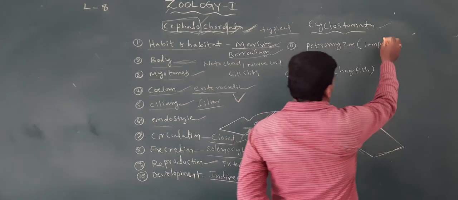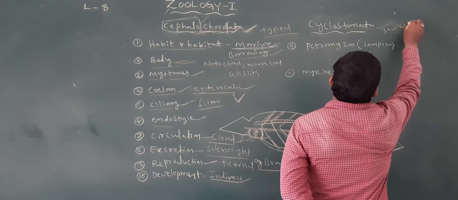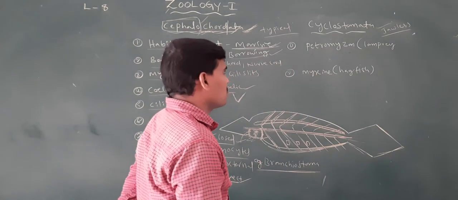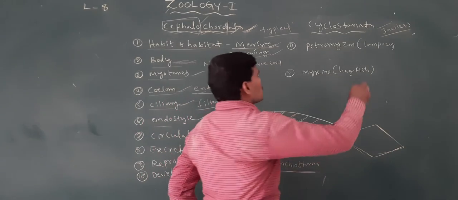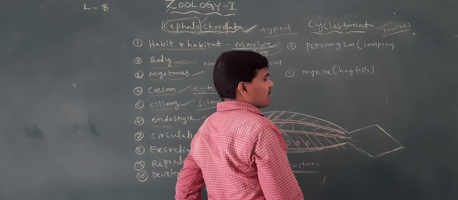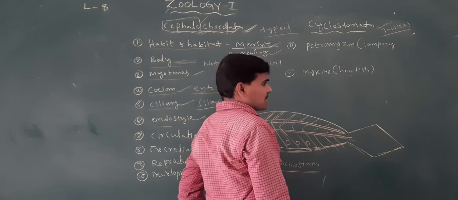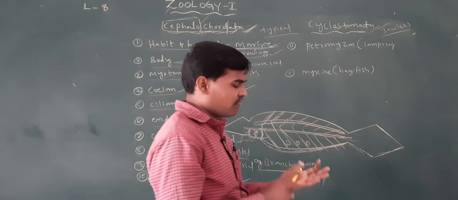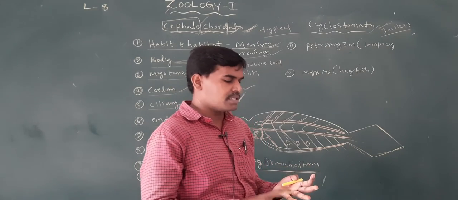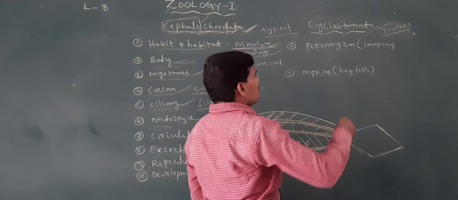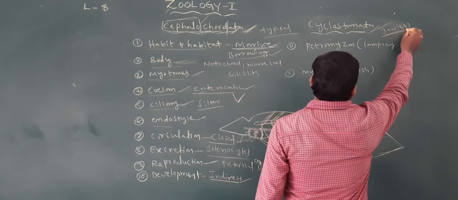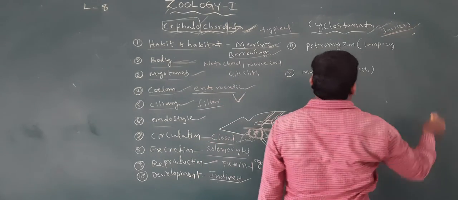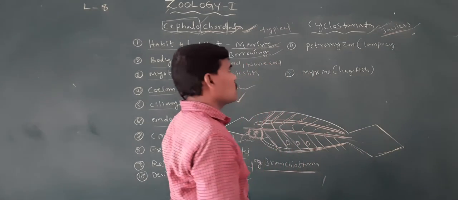The cyclostomata are jawless animals, the agnathostomes. Vertebrates are of two types, agnathostomes and gnathostomes. Agnathostome examples are the cyclostomes; gnathostome examples are fishes, amphibians, reptiles, birds and mammals. Agnathostome means gnathos, the jaw, is absent. So these are the jawless animals, the cyclostomes.